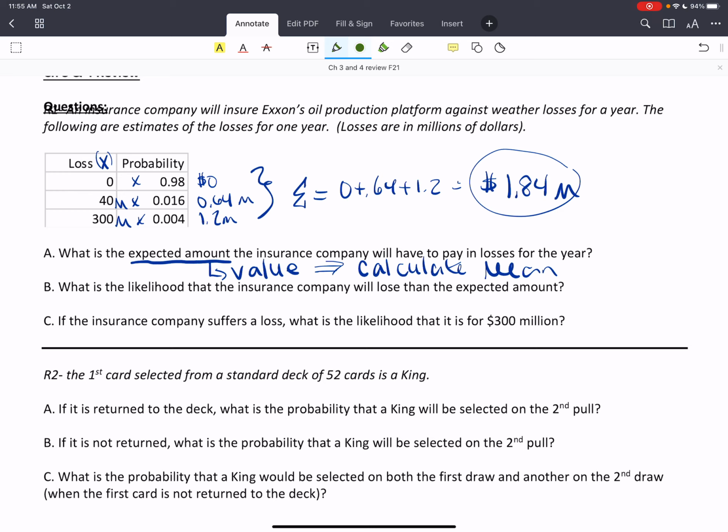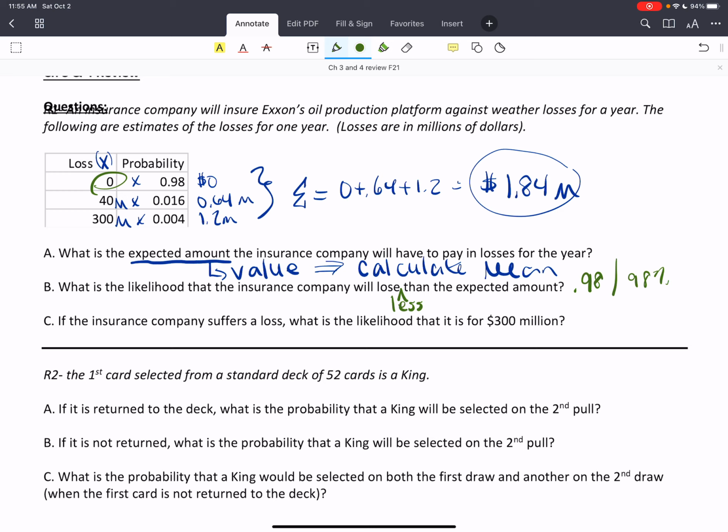What is the likelihood that the insurance company will lose, this should say, less than the expected amount? And that means that we would be paying 0, right? And so there's a 0.98 chance or a 98% chance that would happen.